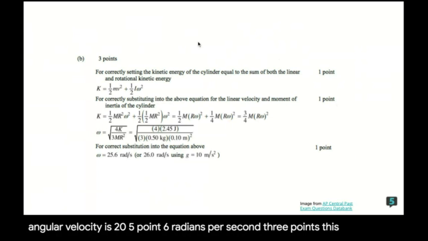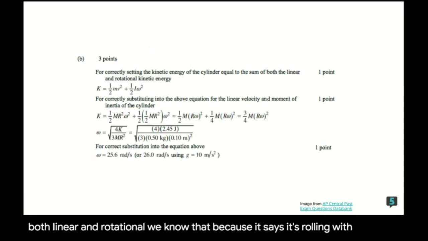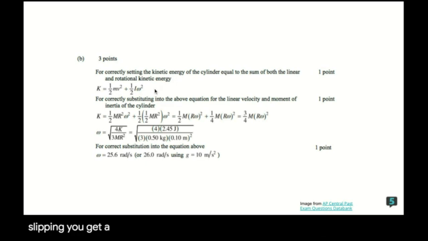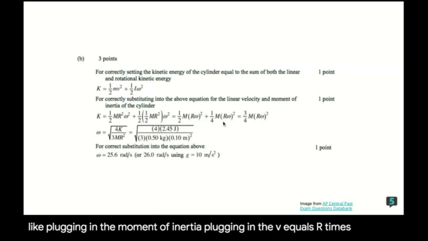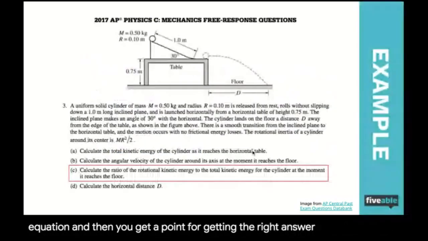3 points this one's worth. So if we look at it, you get a point for just recognizing that the kinetic energy is both linear and rotational. We know that because it says it's rolling without slipping. You get a point for plugging in the equations that we did, in terms of plugging in the moment of inertia, plugging in the v equals R times omega equation, and then you get a point for getting the right answer.